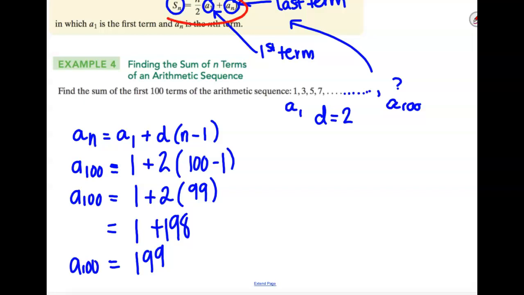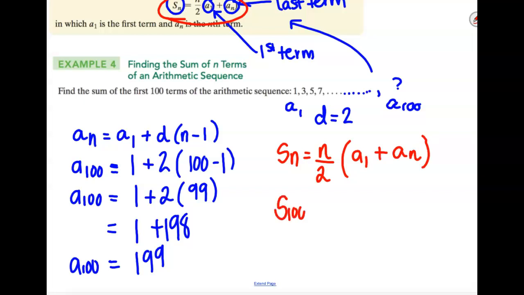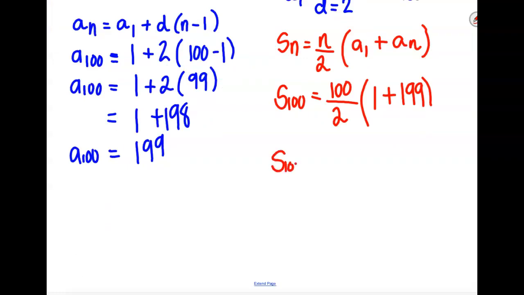Now we're able to use this formula up here. S sub n equals the number of terms divided by 2, the value of the first term plus the value of the last term. So we're substituting in the sum of these 100 terms, 100 terms divided by 2. The value of term 1 is 1. The value of the last term is 199. And we do our order of operations. So we're going to simplify. 100 divided by 2 is 50. 1 plus 199 is 200. Multiply 50 times 200. And the sum of these 100 terms is 10,000.